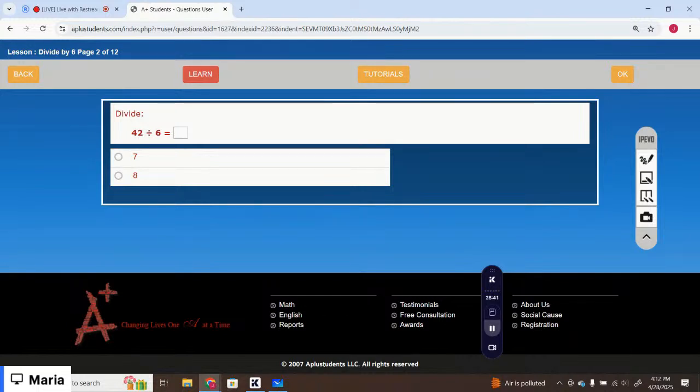42 divided by 6. 6 times what number is 42? 6 times 7 is 42. The correct option is 7. 6 times 7 is 42. Option number 1 is the correct option. You need to count a table of 6 until 42.